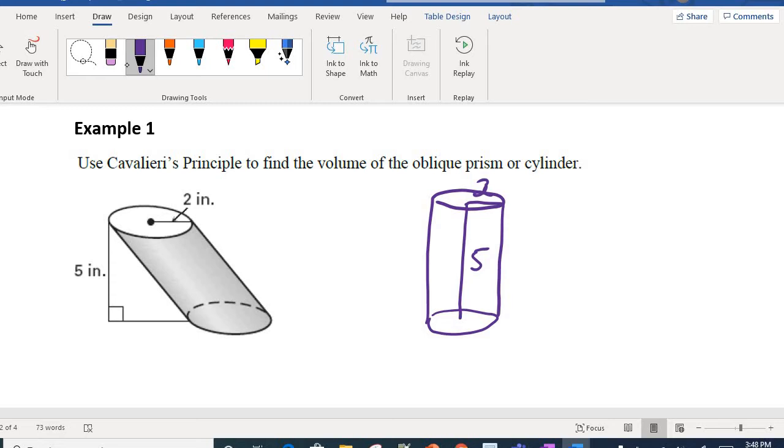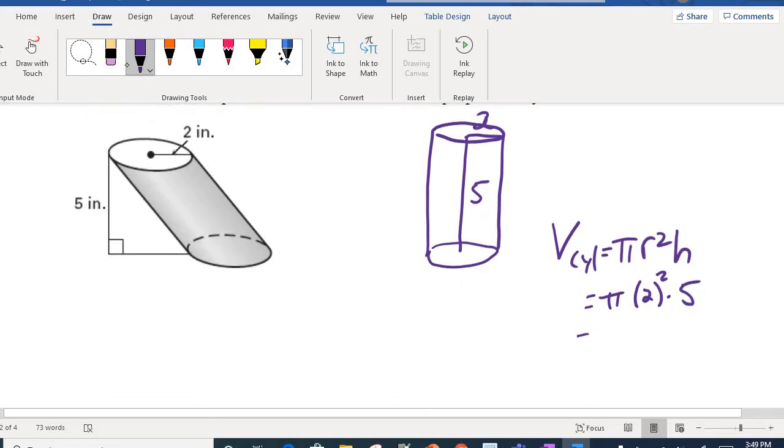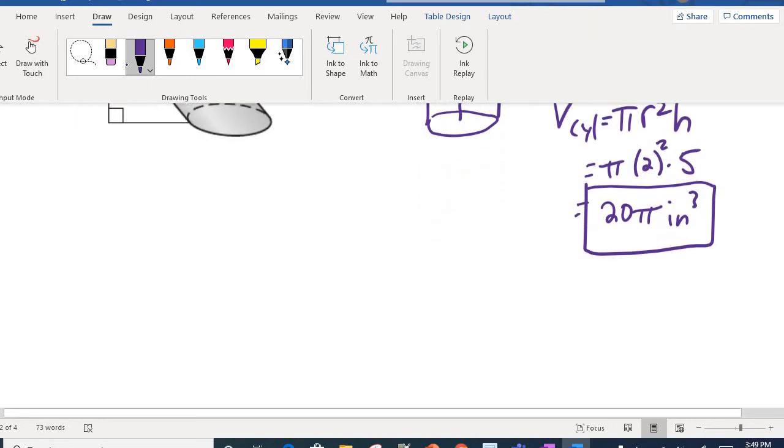Okay? So the volume of our cylinder, again, was pi r squared h. So in this case, it would be pi, the radius is 2. We're going to square that, and I'll multiply that by 5. There's no mention of rounding, so 2 squared is 4, times 5 is 20, so I'll leave it as 20 pi. 20 pi, and that'll be cubic inches of volume, is what that cylinder can hold.